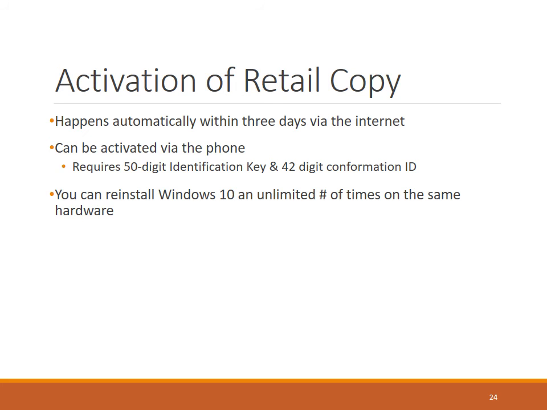So let's talk about the different ways activation is handled depending on the type of copy you have of Windows 10. So activation of a retail copy happens automatically within 3 days via the internet. A retail copy can be activated via the phone. So this would be a process where you would use the phone activation if for whatever reason the product key you purchased wasn't working, or if the computer wasn't connected to the internet and you needed to activate it.